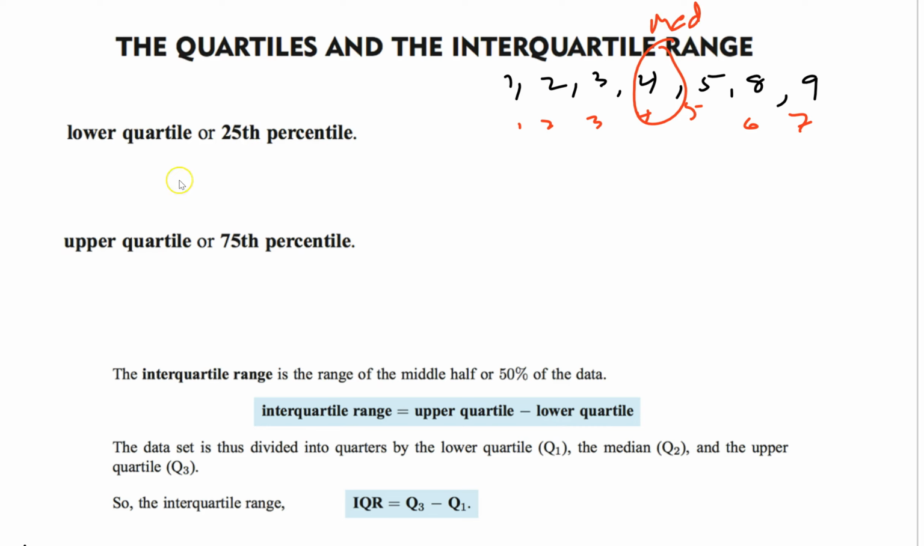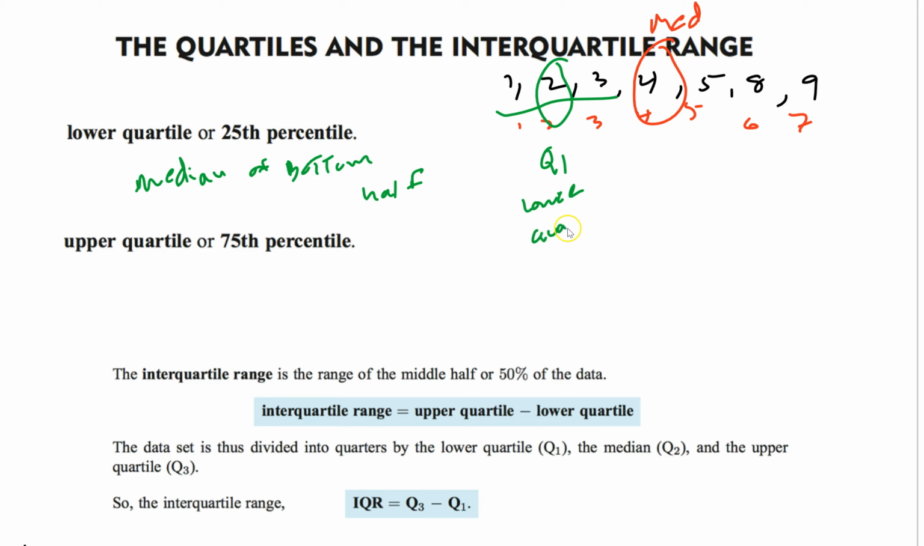The lower quartile is the median of the bottom half. So if we go right here, that's our median, so this is the bottom half. Right here would be the lower quartile, or Q1. It's also known as the bottom 25% of your data, the 25th percentile. So of all the numbers here, this is the bottom 25th percentile.